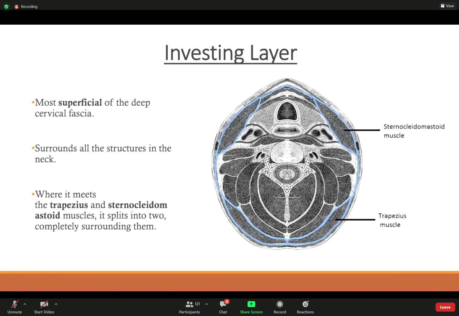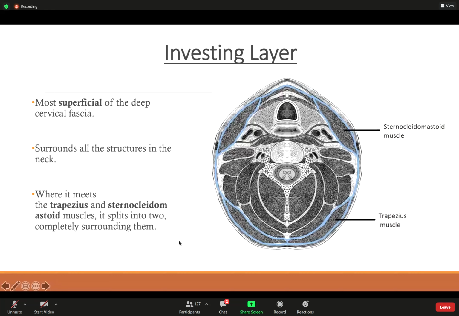Okay, so this image shows you very clearly the investing layer. The investing layer is the most superficial layer of the deep fascia. It lies just deep to the superficial fascia and surrounds all the structures of the neck. And when this fascia meets two muscles, here in the front it meets the sternocleidomastoid muscle, it divides into an anterior part and a posterior part. And here where it meets the trapezius muscle, it is also divided into an anterior and posterior part.